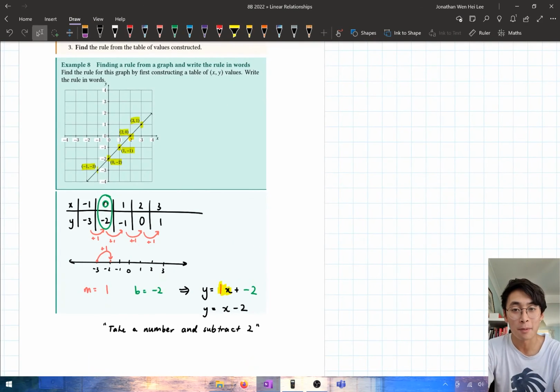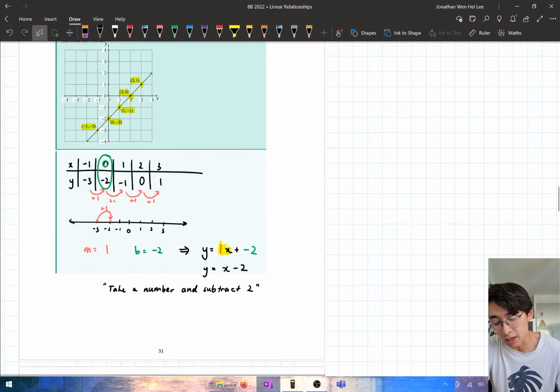So let's just quickly recap over the steps. The first thing we want to do is identify what points we have on our line. Then we draw it up on a table of values. So we fill in a table of values with these points in it. After we've done that, we just find the rule like we did in the previous examples, looking at each coordinate and trying to find the rule, by first finding the value of m, the coefficient of x, and then b, the constant, which is where x is equal to 0.